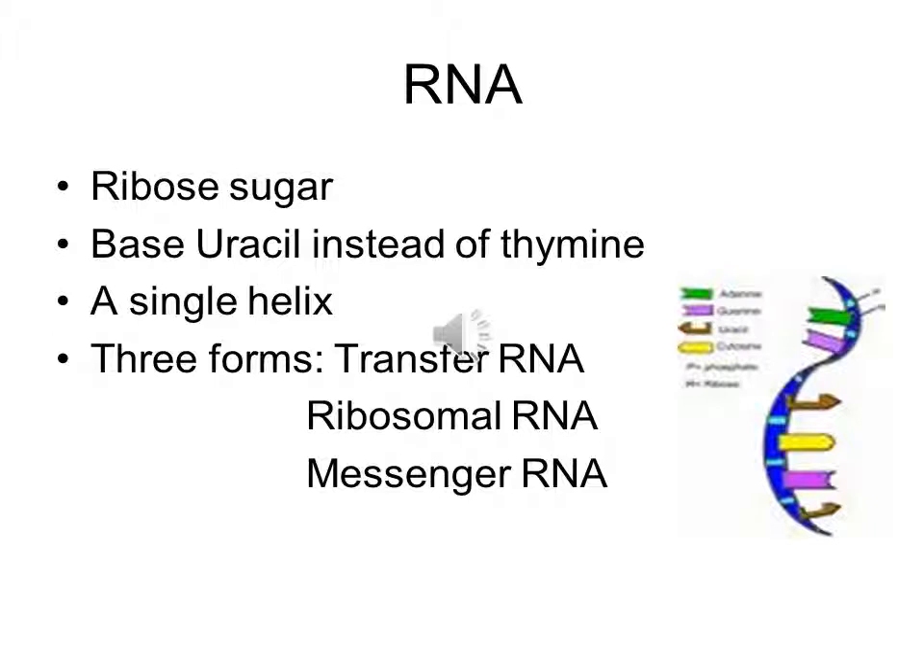It has ribose sugar instead of deoxyribose sugar. It has uracil as a base instead of the base thymine. RNA is a single helix. In the picture, you see DNA on the left and RNA on the right.